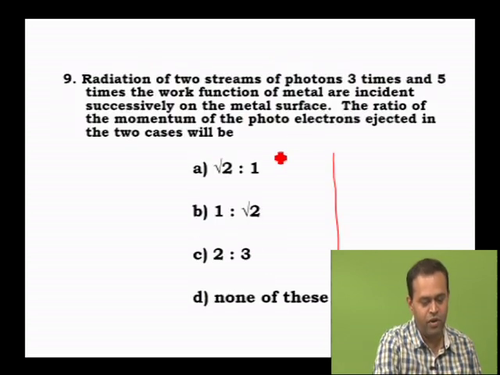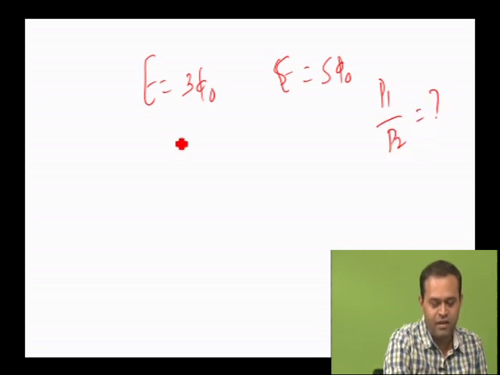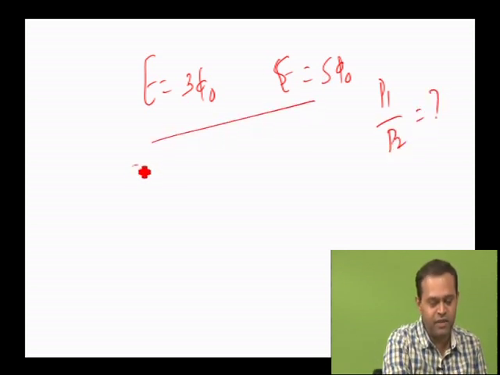Now, we have to find the ratio of momentum of ejected photoelectrons, that is, calculate P1 by P2. Correct? Let us find the kinetic energy first. You know the Einstein equation: Ek is equal to E minus phi naught, correct?